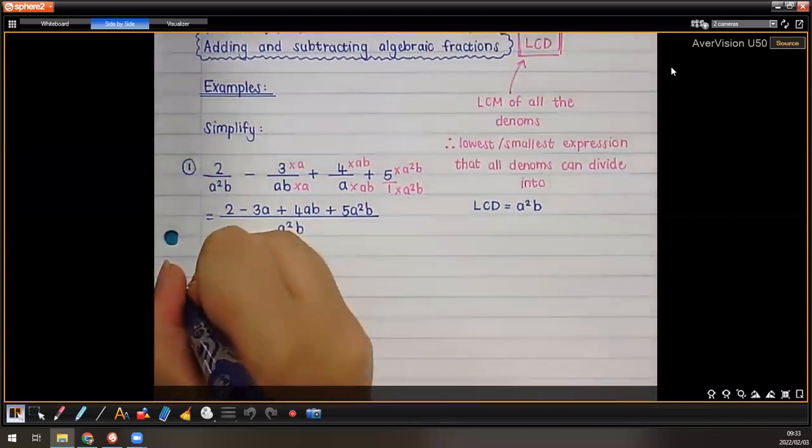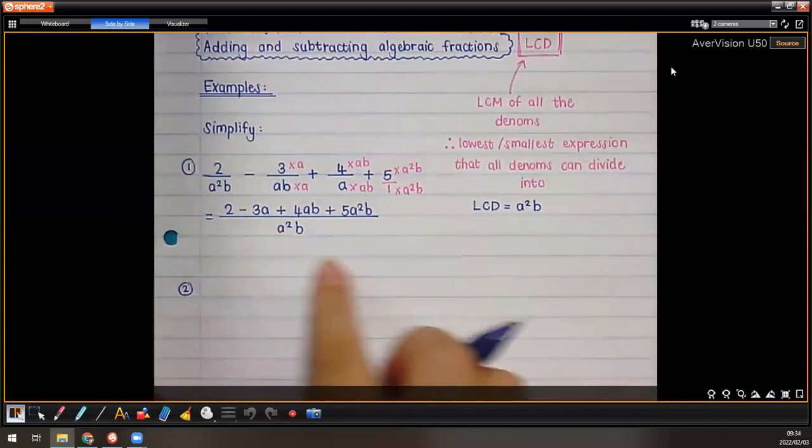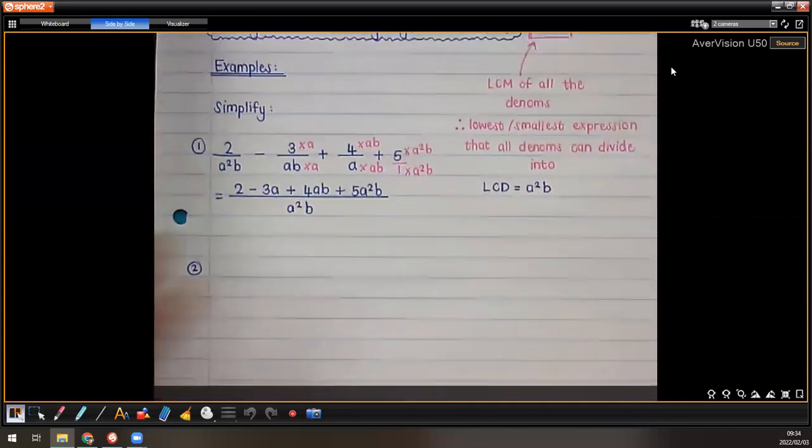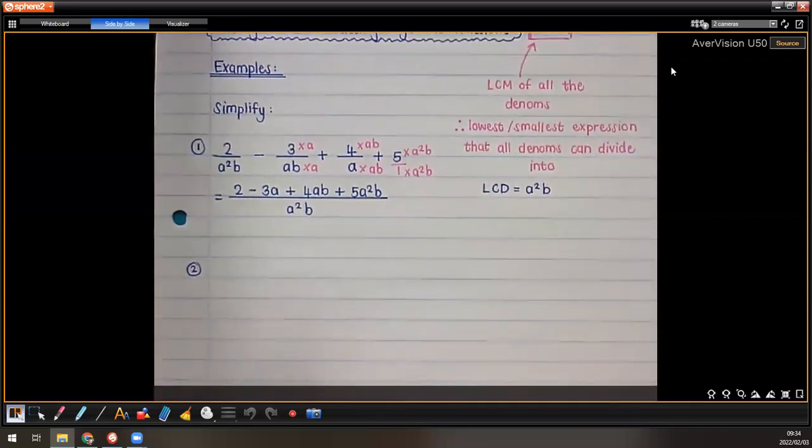All right, let's do another one. You remember doing ones like these last year, where you had variables in your denominator, but it was always one term. But let's not get into equations now, because that's slightly different.